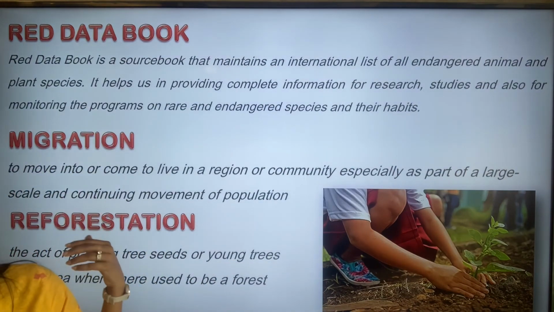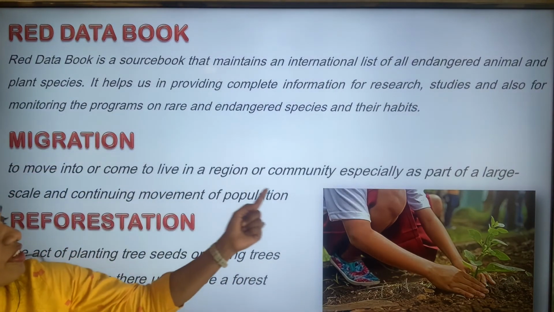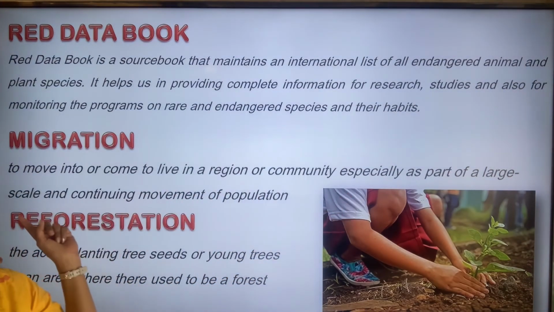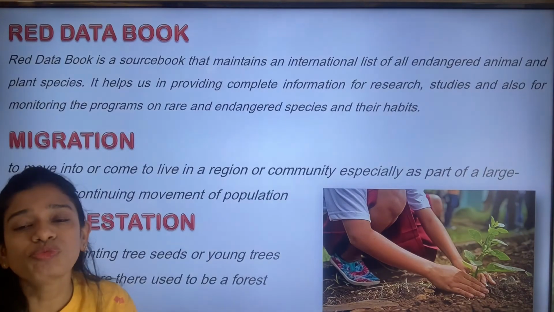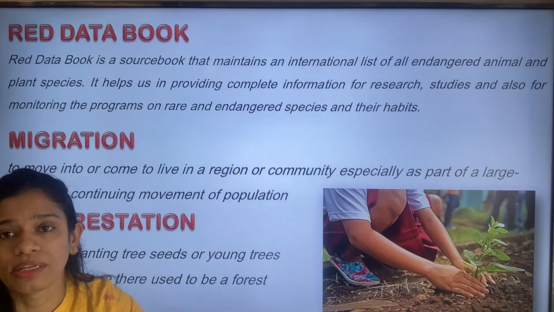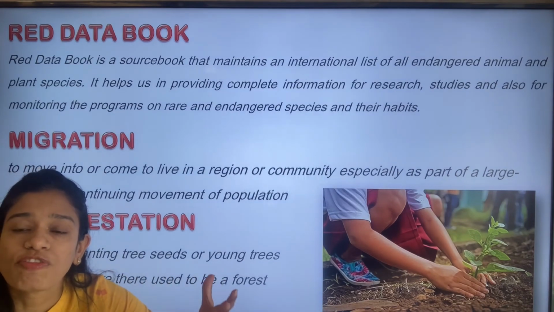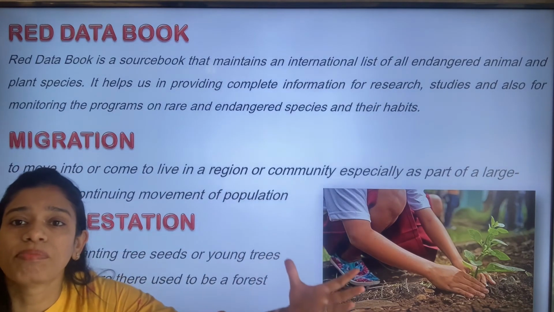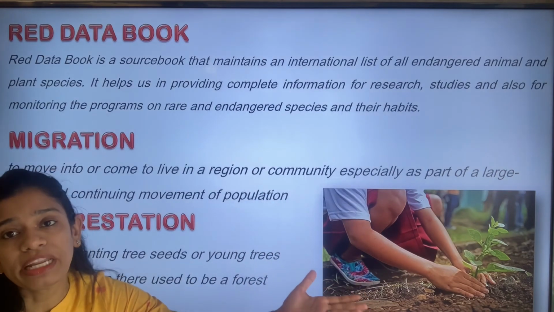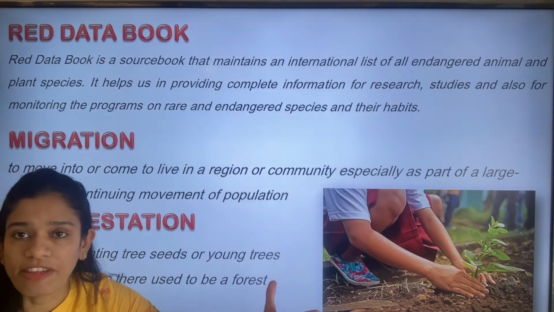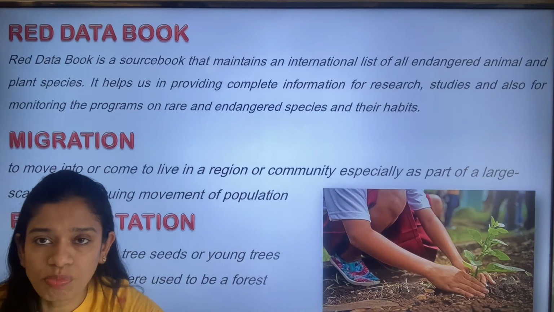Migration, that is to move from one place to another. It is to move into or come to live in a region or community, especially as part of a large scale and continuing movement of population. So movement of population from one place to another. That is, we call them the migratory birds. They fly from Siberia to some part of the earth where the temperature is suitable enough for them to continue their life during the winter months. So that is called migration, a total movement of the population.